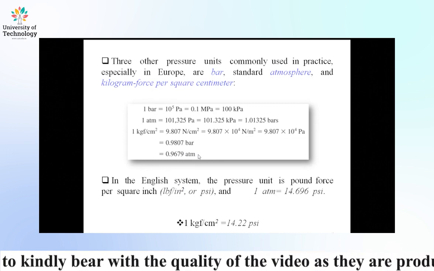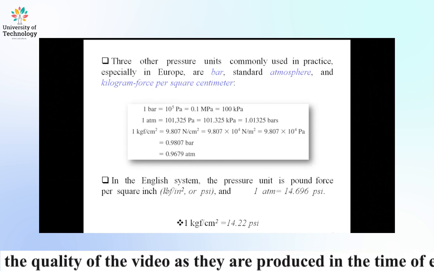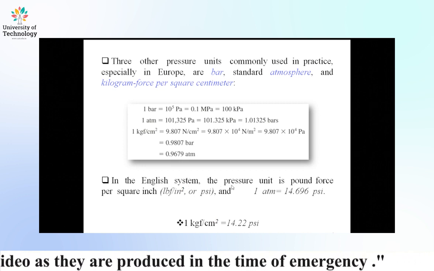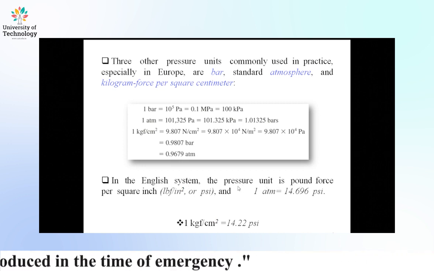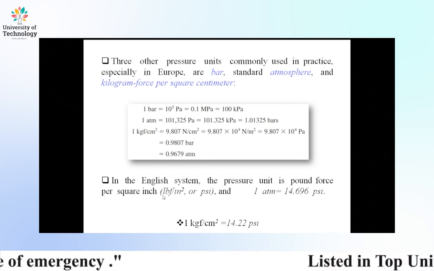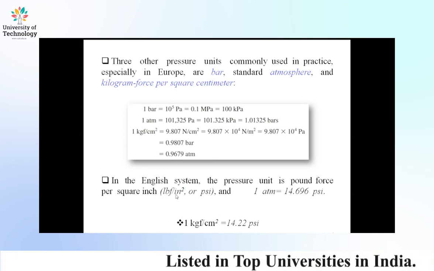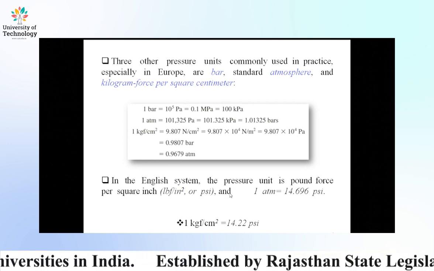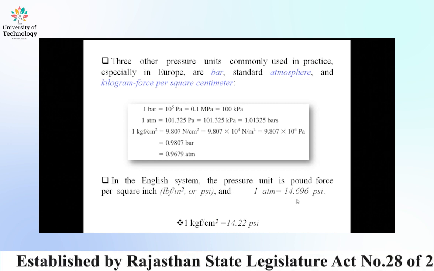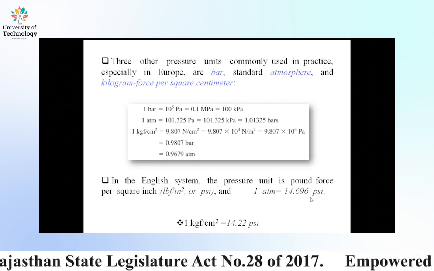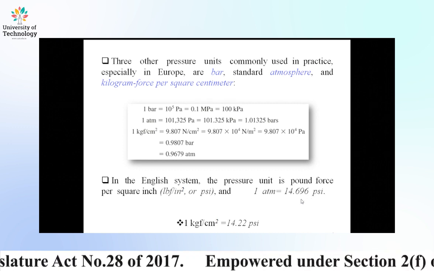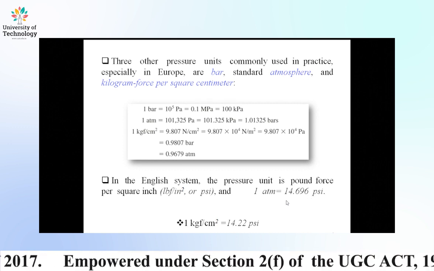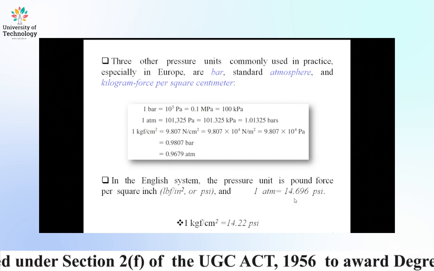In the English system, the pressure unit is pound force per square inch, which is represented by psi. 1 atmosphere is equal to 14.696 psi, and 1 kilogram force per square centimeter is equal to 14.22 psi.